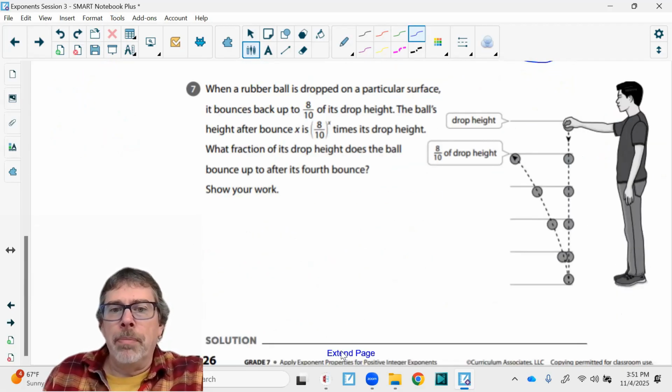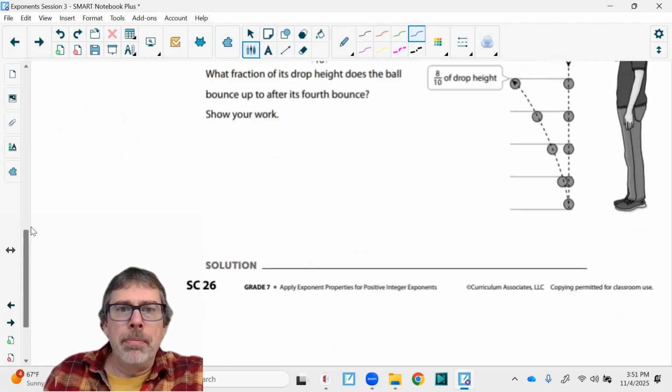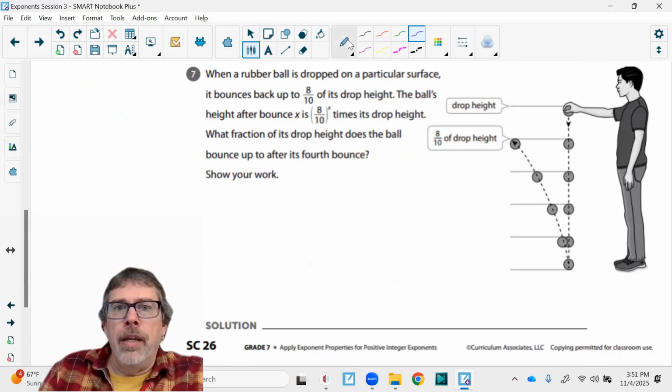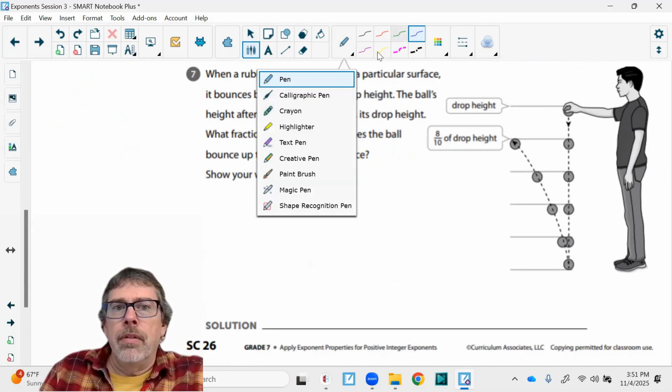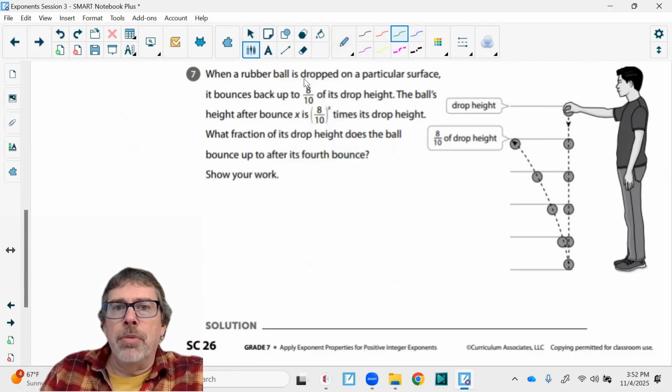Okay, next problem. This is a physics problem. What this is saying is, let me switch to a highlighter. When a rubber ball is dropped on a particular surface, it bounces back up 8/10 of its drop height. The ball's height after bounce x is 8/10 to the power of x times its drop height. What fraction of its drop height does the ball bounce up after its 4th bounce?